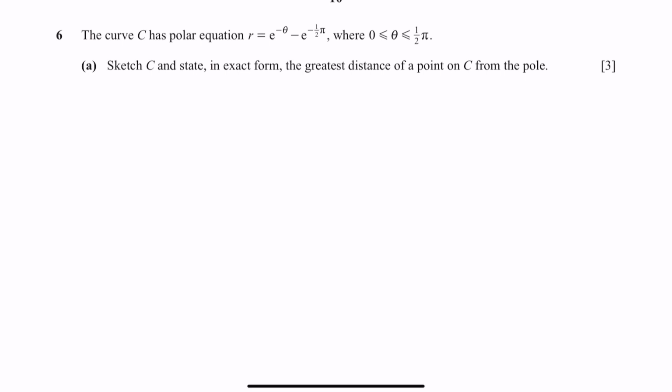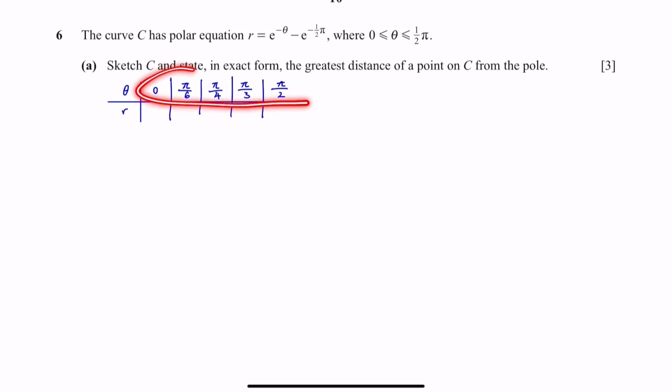For question 6, we need to sketch the polar equation. We need to sketch the curve. So let's just roughly see what values we can get when theta is of different values. The question only wants 0 to pi over 2. So we can start from 0, get pi over 6, pi over 4, pi over 3, and pi over 2.